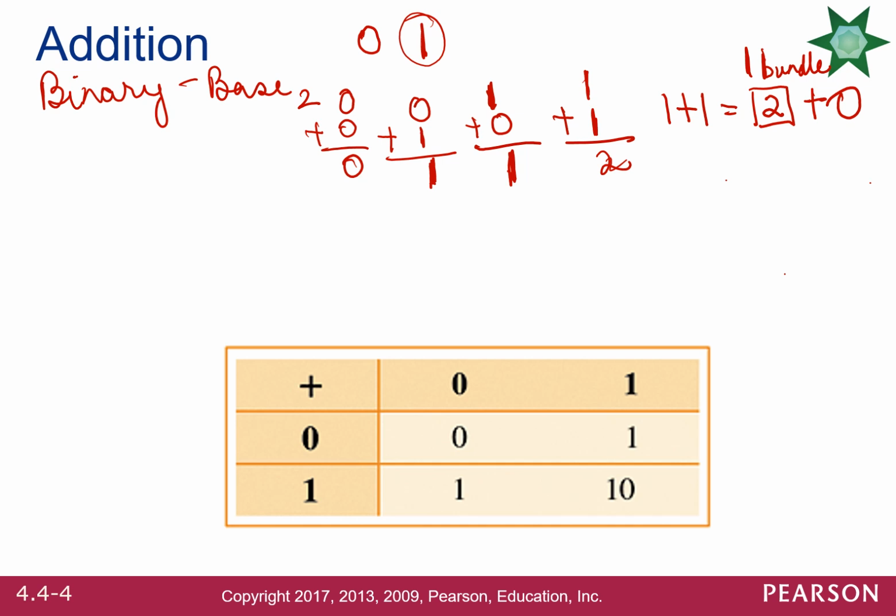So what we are going to write here, instead of a 2, since there's no numeral in the binary system for 2, we are going to write 0, this 0 over here, and carry over the one bundle to the left side. All right, and then 1 plus 0 is a 1. So the number 2 in binary is written as 1, 0.